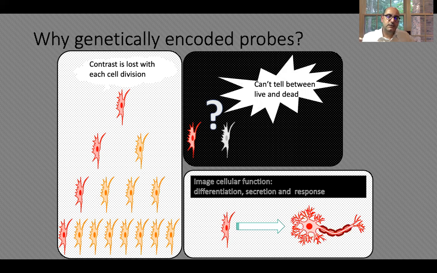And the last advantage of genetically encoded reporters is you can use them to detect changes in cellular function. For example, you can put the reporter gene under a specific promoter, and you can measure cell differentiation, secretion of certain factors, or response to treatment. So all of these are good reasons for us to look into the use of genetically encoded reporters.